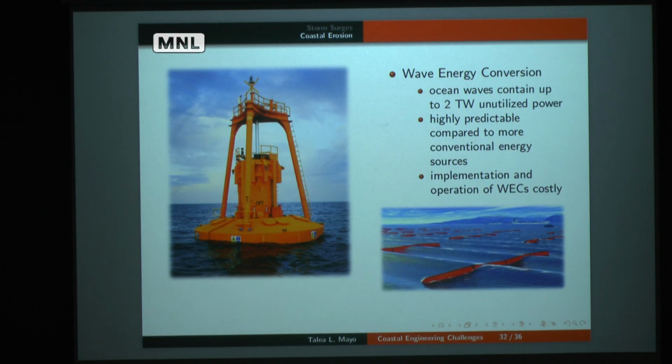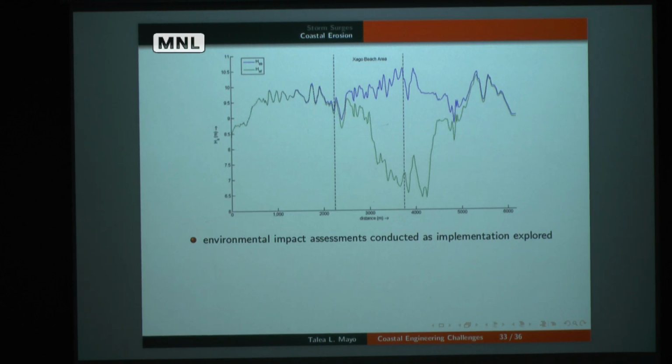Implementation and operation of wave energy converters is costly. That's the main reason we don't see it. The cost of actually putting in wave energy conversion farms is expensive compared to other sources. Because there is this interest in renewable wave energy, people are looking at the environmental impacts. What does it do ecologically, but also what does it do to the hydrodynamics? And more recently, what does it do to the morphodynamics?